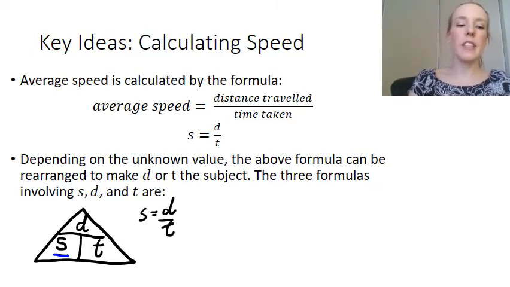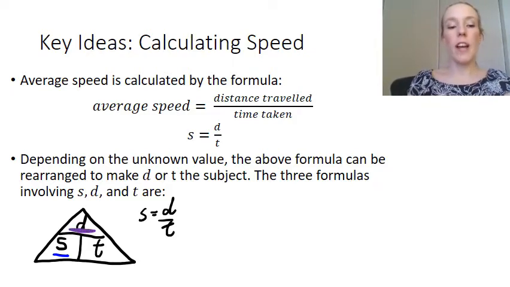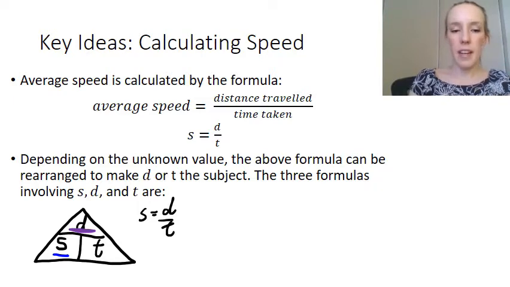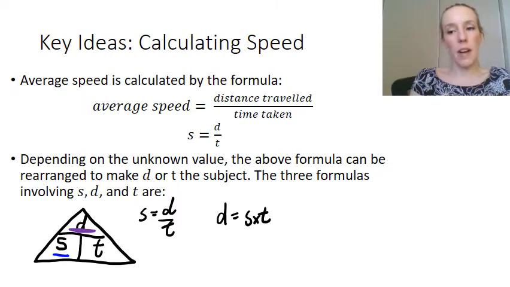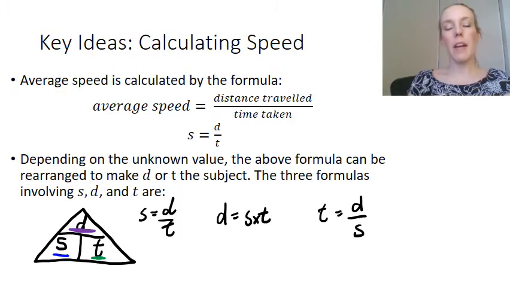On the other hand, if we want to know distance, here in purple, we can cover the distance, and what you've got is S next to T, which means distance equals speed multiplied by time, so speed times time. And the last one, I'll use green, time. If you cover up time, what you're left with is D over S, so time equals distance divided by speed. If you're ever stuck, just draw that little triangle, cover up whichever letter you're trying to work out, and whatever's left, that's your formula. Or you could rearrange your formula using algebraic methods as well.